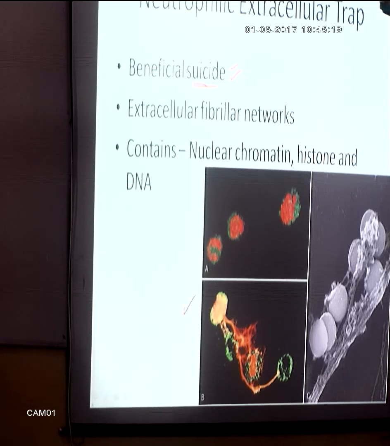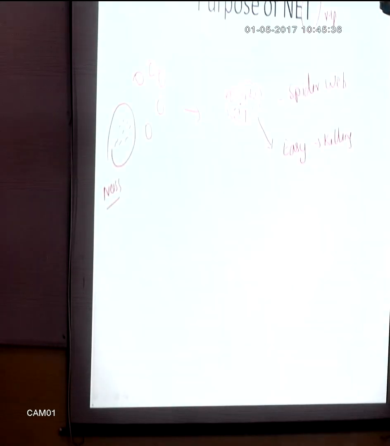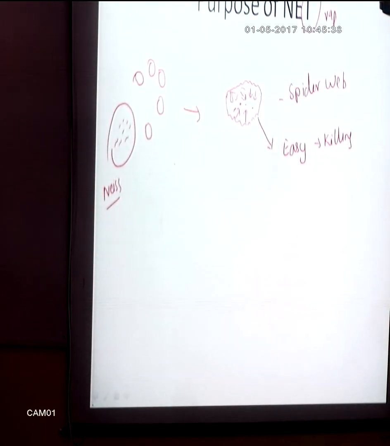These are electron microscopic pictures from Robbins. See, these are the granule contents and this is the trap, where it is secreting it. It contains nuclear chromatin, histone and DNA. So why do you have to know this? Anything you read should have an implication. If there's no implication, there's no purpose of reading. Just think for one moment: this is a beneficial thing, useful for us. So what is the harm of the neutrophilic extracellular trap?